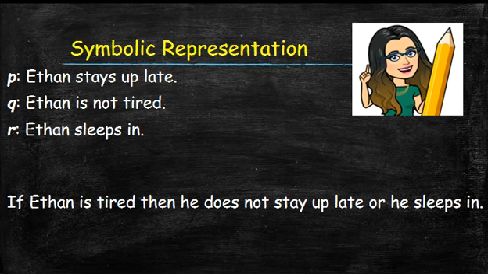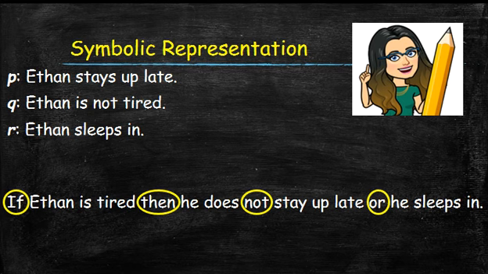To translate into symbolic representation, let's circle our symbol words first. I see if then. I'm going to circle those. Now I see the word not. I'm going to circle that too. I'm also going to circle the word or.